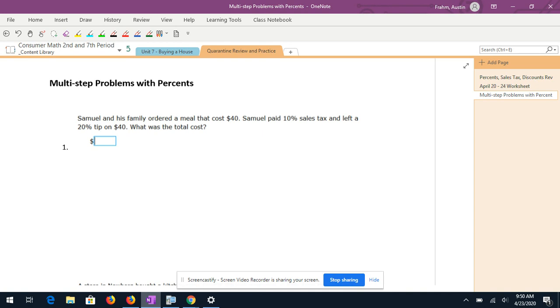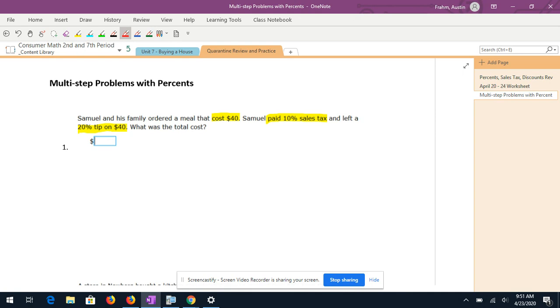So number one says Samuel and his family ordered a meal that cost $40. Samuel paid 10% sales tax and left a 20% tip on the $40. What was the total cost? All right, so a few important pieces of information. The original meal cost $40. He's going to pay 10% sales tax, and he left 20% tip on the original cost of the meal of $40. And they want you to find the total cost.